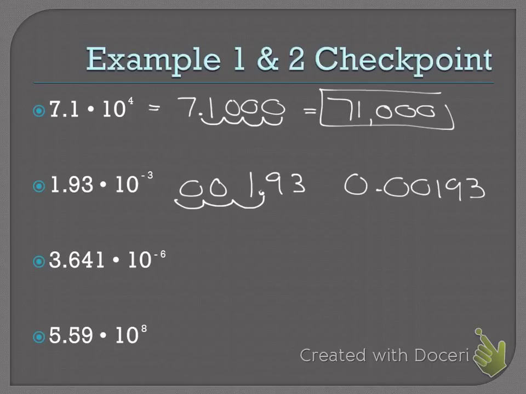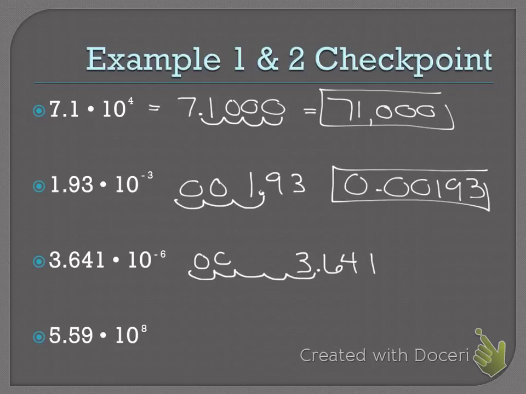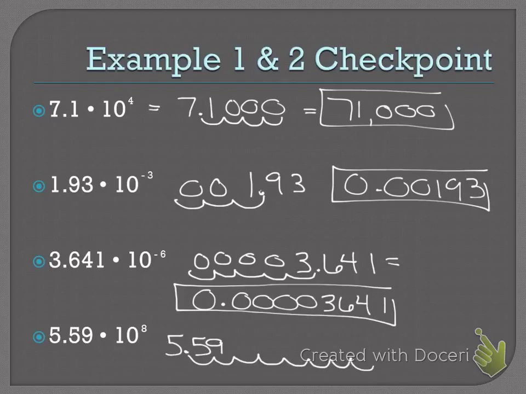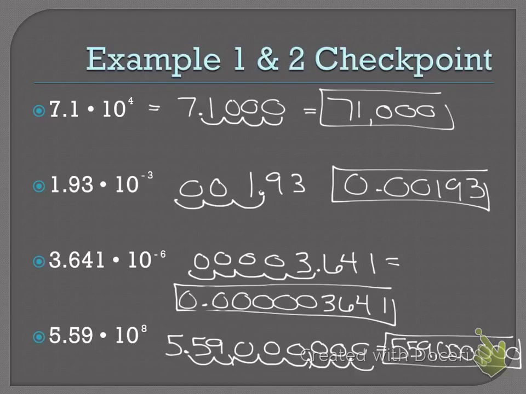2 zeros. 2 zeros. All right, 0.00193. All right, what about the third one? 0.000003641. Very good, 5 zeros. All right, and now I did fix it. Just give me a sec. I went back and fixed it. Okay, and then my last one's 559 million. 559 million. Who got all 4 of those? 6 zeros behind the 559. Okay, awesome, guys. Good job.